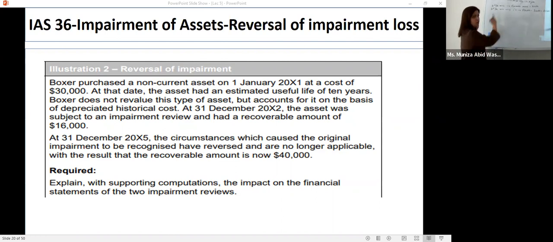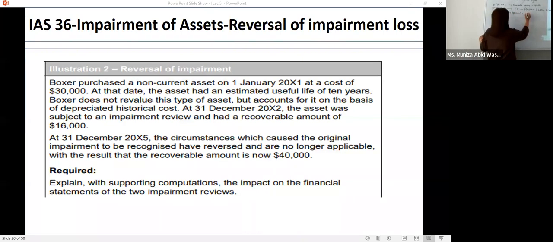Now compare carrying value with the recoverable amount. Is your carrying value more than the recoverable amount? Yes. So it's an impairment. Impairment has occurred. How much impairment is there? At 31st December 2002, impairment is 24,000 minus 16,000. 8,000 is your impairment.